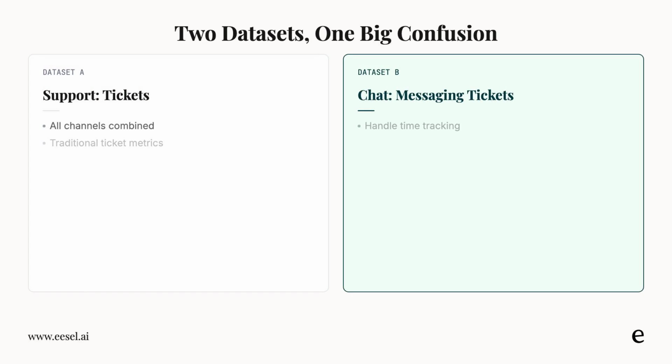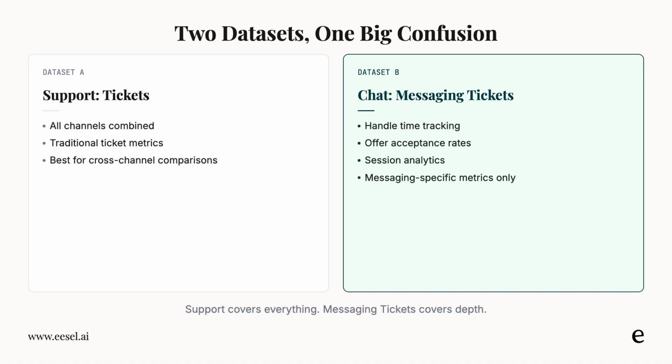Zendesk gives you two datasets. Support tickets covers everything across all channels, but chat messaging tickets is purpose-built for messaging with metrics that simply don't exist anywhere else. Handle time, offer acceptance, session analytics. None of that lives in the support dataset. Picking the wrong one means you're working with an incomplete picture.